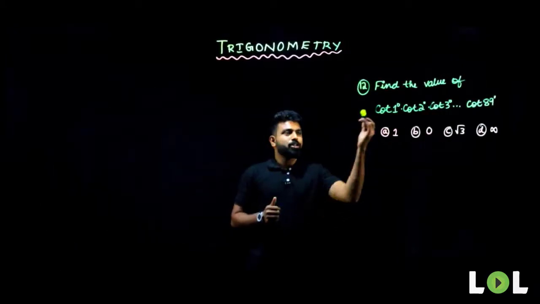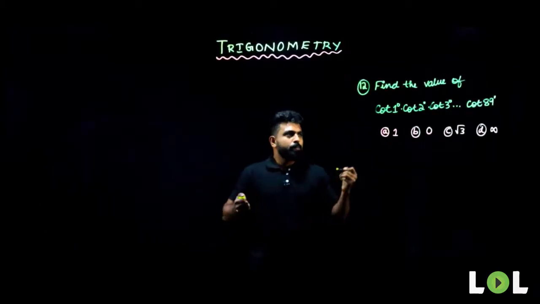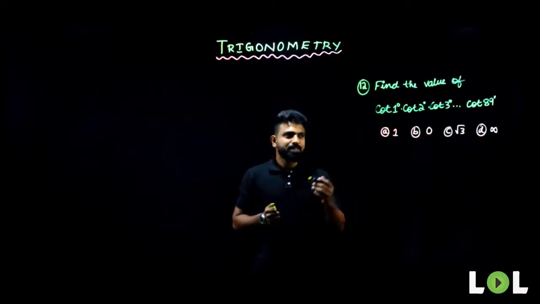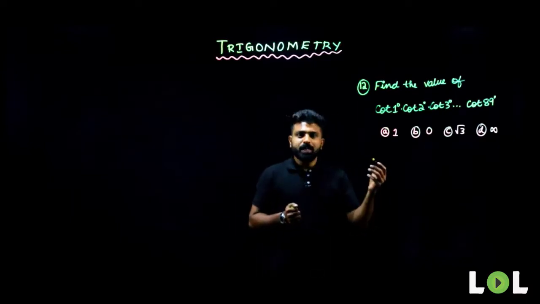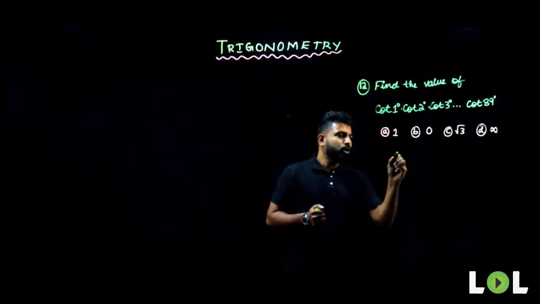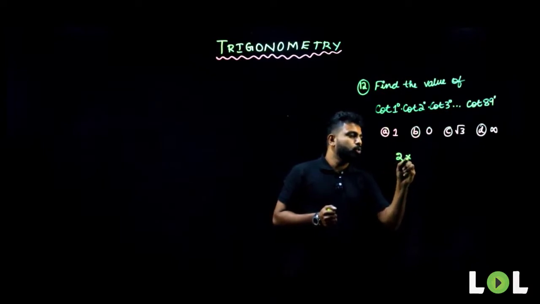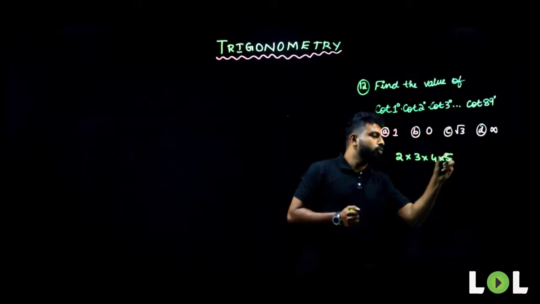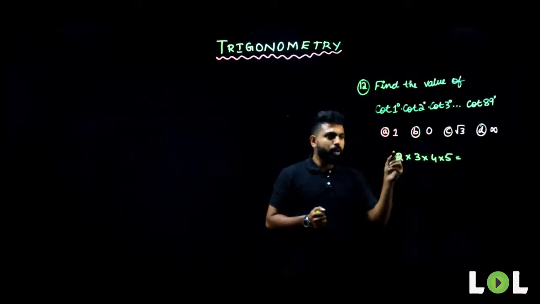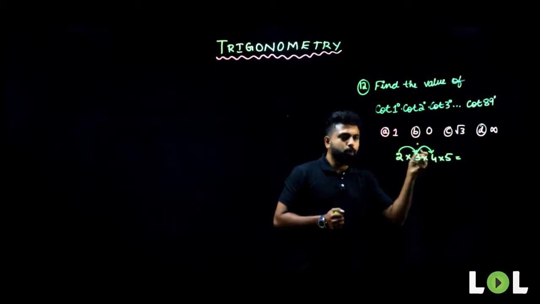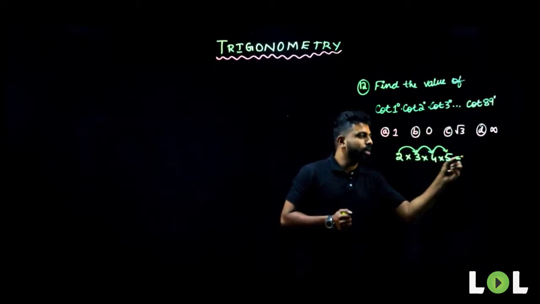So now let us look at our next question. In this question, we'll be using the concept of complementary angles. First, let me give you a small example so that you understand the concept. If we have some value like 2 into 3 into 4 into 5, what will be the value here? 2 into 3 is 6, 6 into 4 is 24, 24 into 5 is 120.